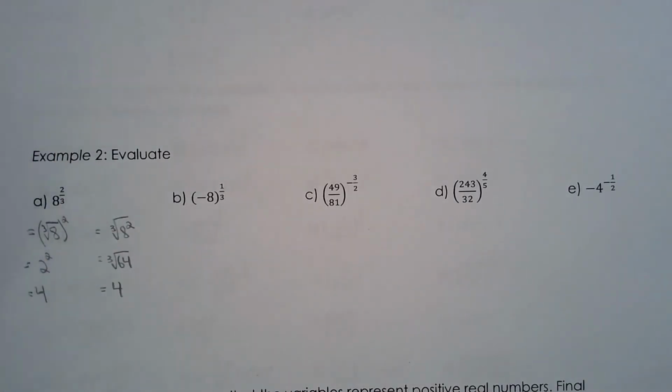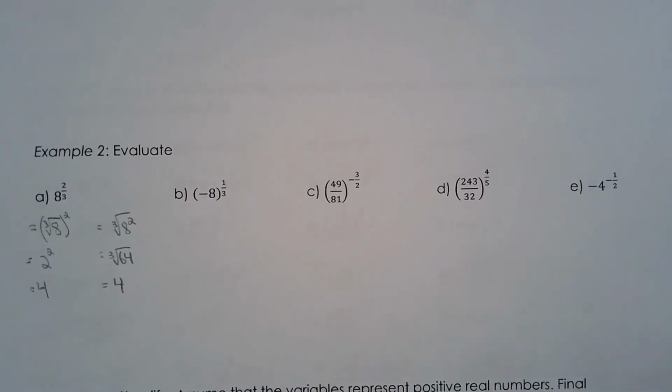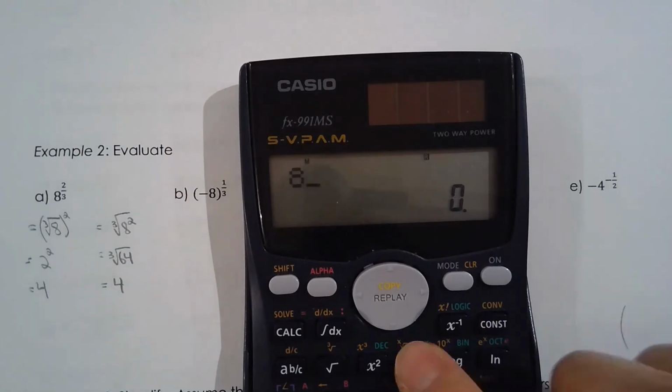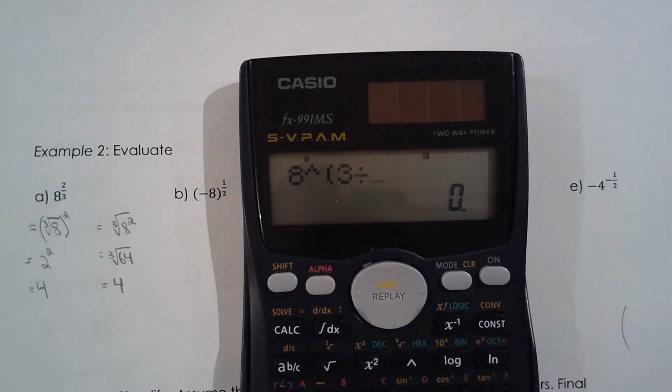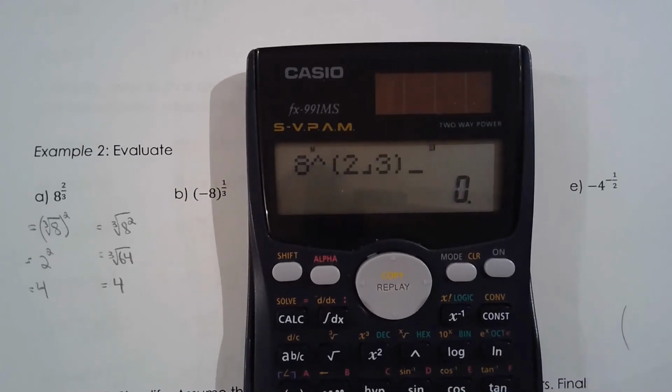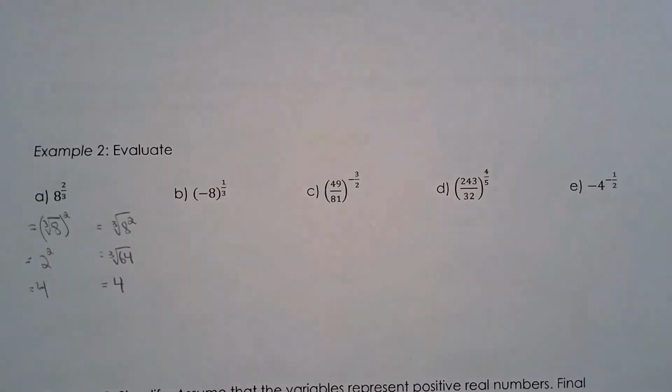And if you're allowed a calculator to check your answer, different calculators have different buttons, but 8 to the power of 2/3 gives 4. Perfect. Okay. All right.